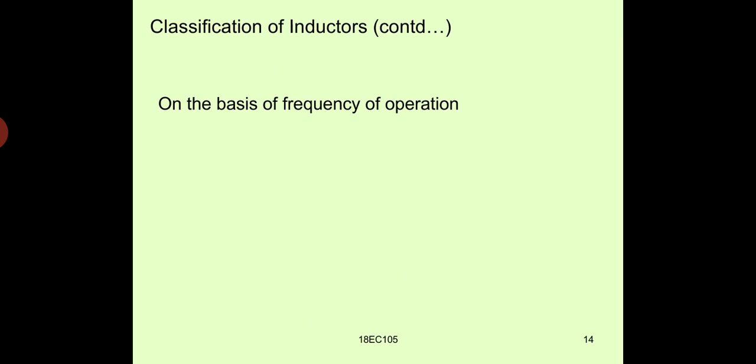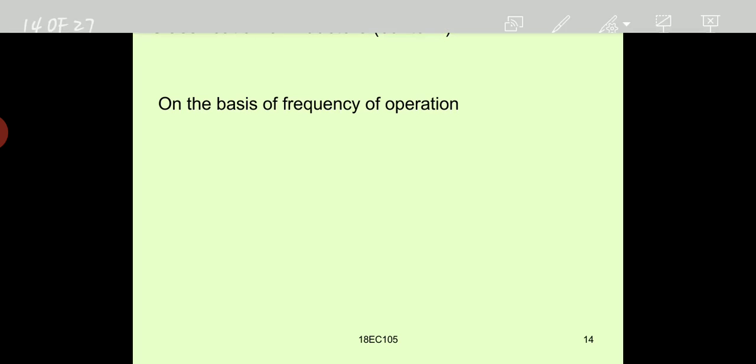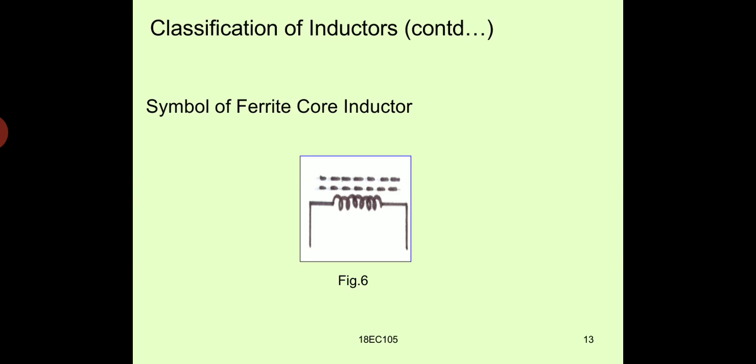Now the symbol of the ferrite core inductor. In the symbol you can see the coil with two ends, and there are two parallel lines, but they are dotted lines. This is actually indicating the ferrite core, the symbolic representation of the ferrite core.